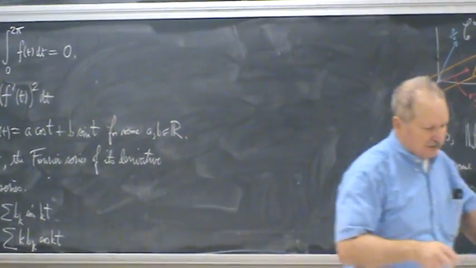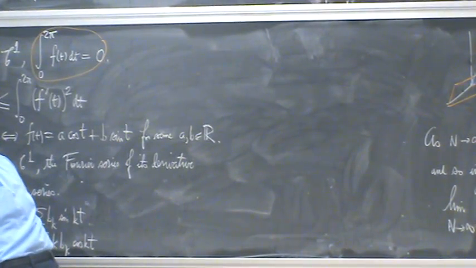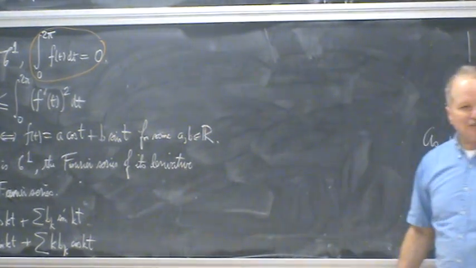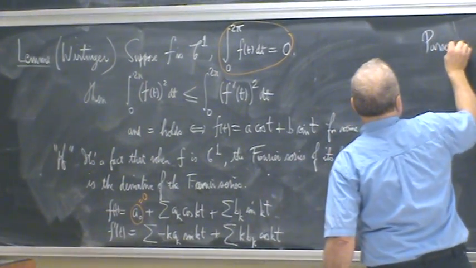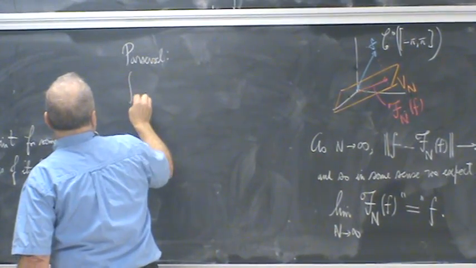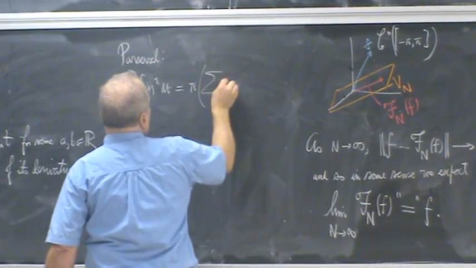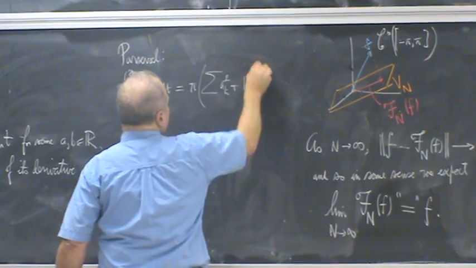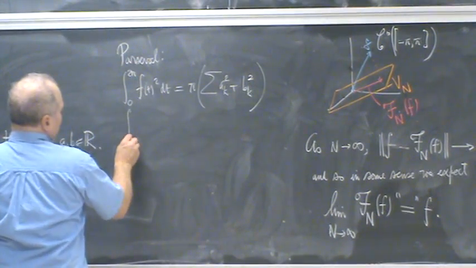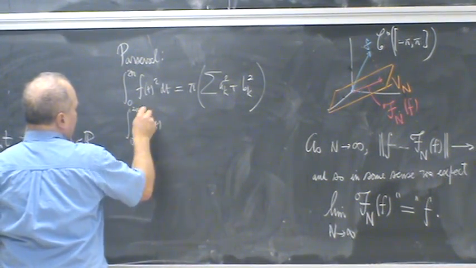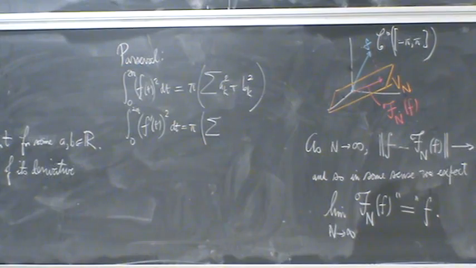So first of all, this tells you that A naught is 0. The average value is 0. And now Parseval tells you that integrating f squared is pi times the sum of the squares of all the Fourier coefficients. That's this. And Parseval tells you that doing f prime squared, you get pi times the sum of the squares of these coefficients. Well, looky here.